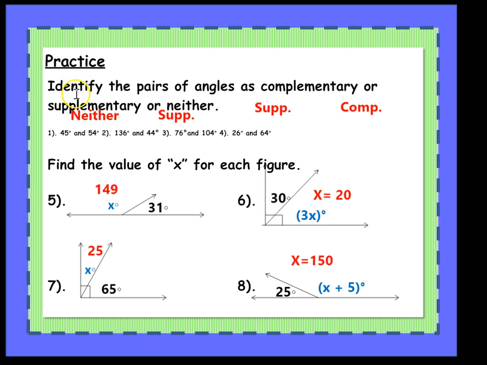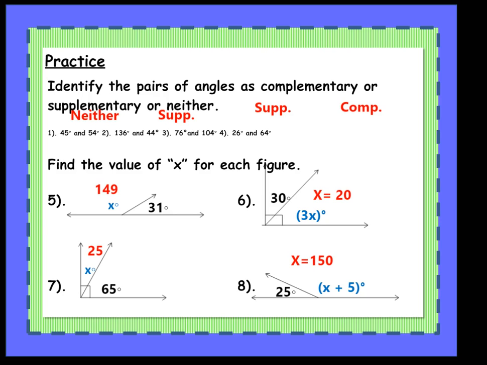Okay, so on this practice problem it says to identify the pairs of angles as complementary or supplementary or neither. So we're going to look at number 1, 2, 3, and 4 in here. So looking at number 1, so we have 45 and 54. If we add those together, we get a total of 99. 99 is not complementary because that has to be exactly 90. 99 is not supplementary because that needs to be 180. So it's neither, and that's what they got right there, right above it.